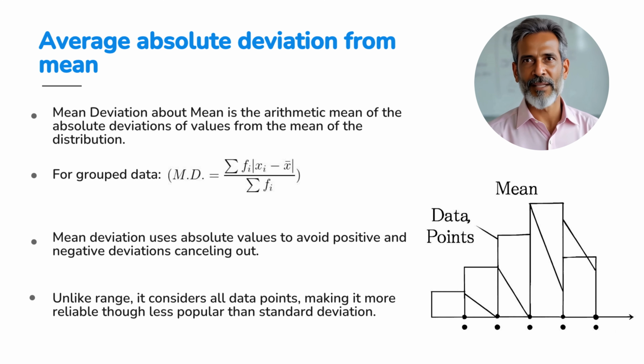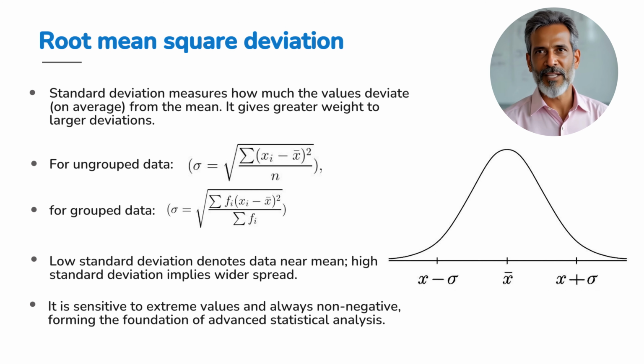However, despite this advantage, mean deviation is less popular than standard deviation in statistics. Imagine a histogram where the mean is marked, and vertical lines show each data point's deviation from that mean. The average length of these lines is the mean deviation. Keep that image in your mind for better understanding. Now, things are getting interesting.